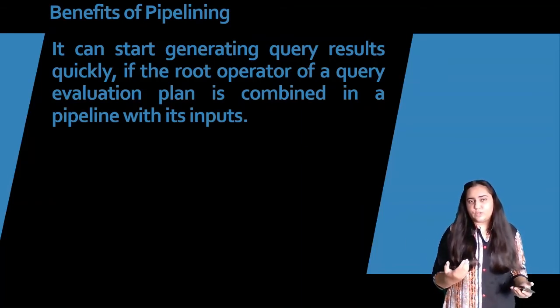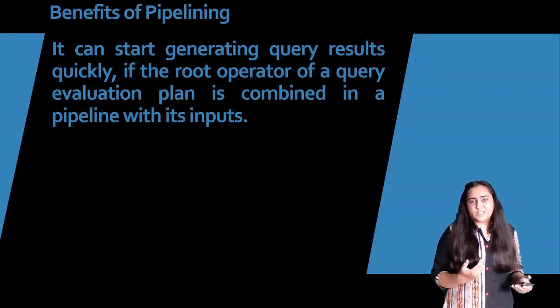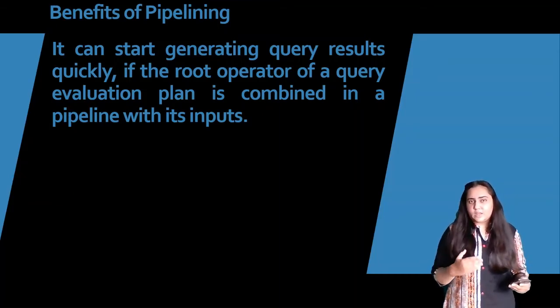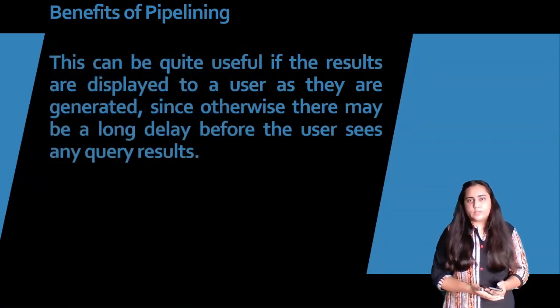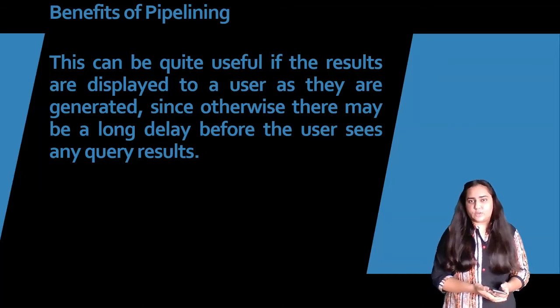The user doesn't have to wait for a long time to get the result. The user can start getting results at that moment, because one single row is being evaluated at a time. So if that row fits the description, then all that is needed is for that row to just be displayed as an output. This is quite useful if results are displayed to a user as they are generated, since otherwise there may be a long delay before the user sees any query results.